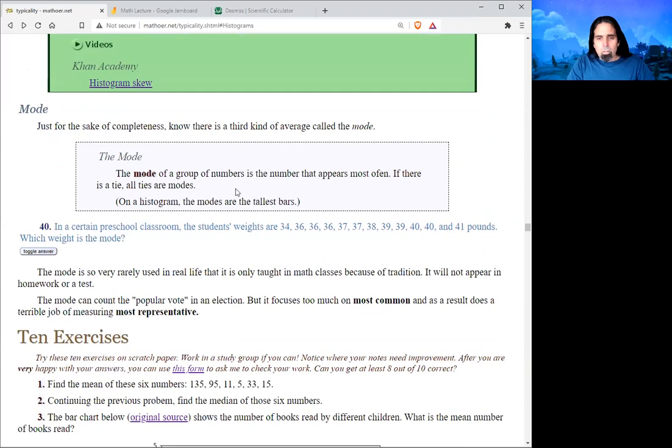The mode is the number that appears most often. If there's a tie, all the ties are modes. So who wins the vote? But math doesn't really care just about what's the most popular thing. So we never use mode in a math class, but there we go.